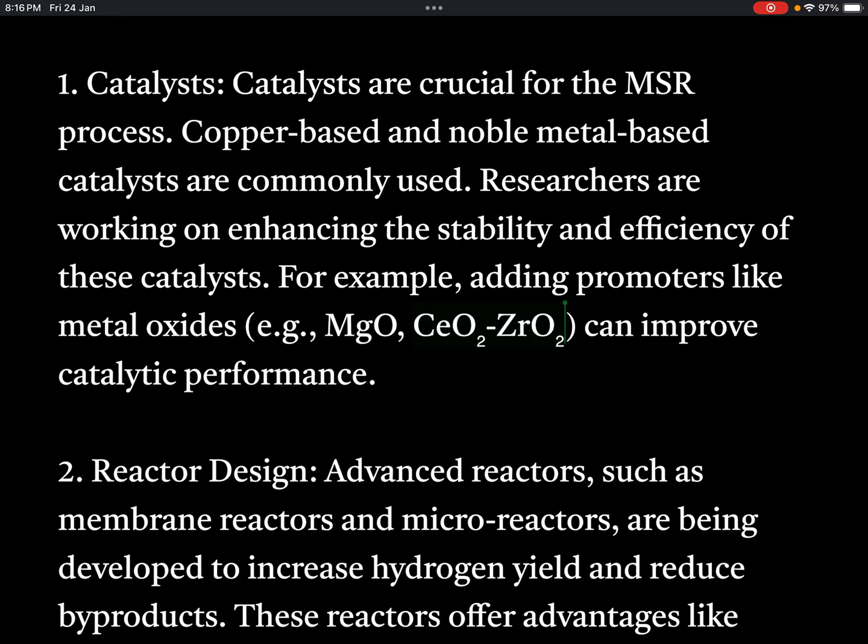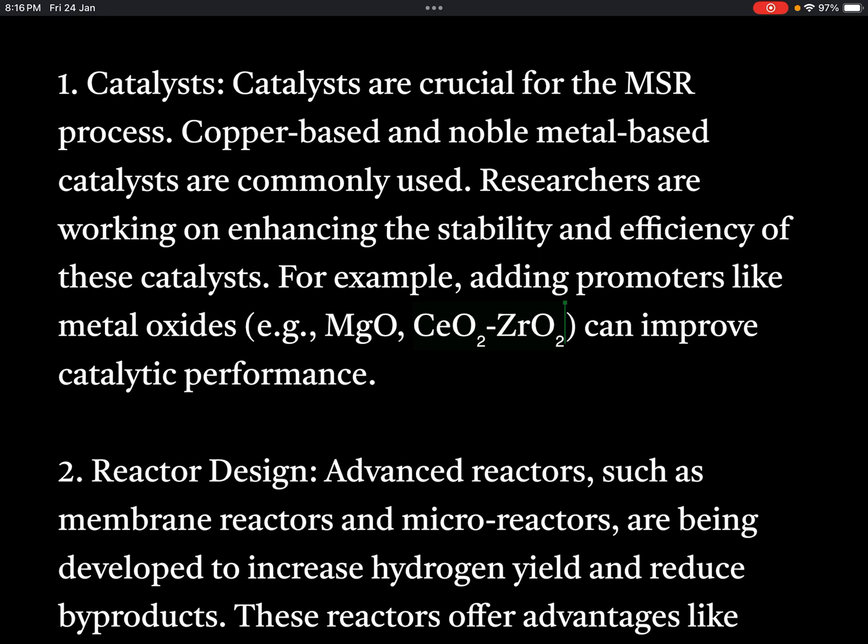Now, magnesium oxide has various uses. For example, it can be used as a refractory material. That means it can withstand high temperatures in furnaces and kilns. Also, magnesium oxide is used in medical applications such as antacids and laxatives.